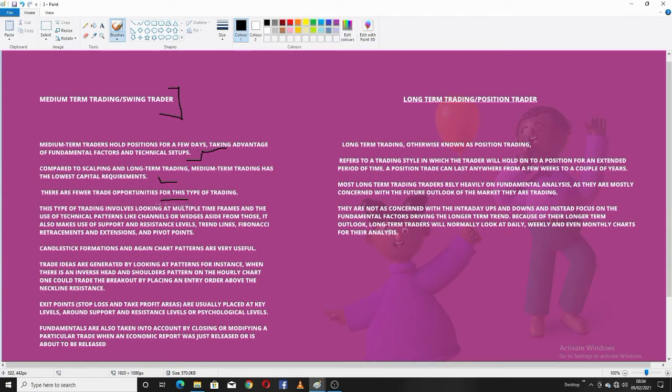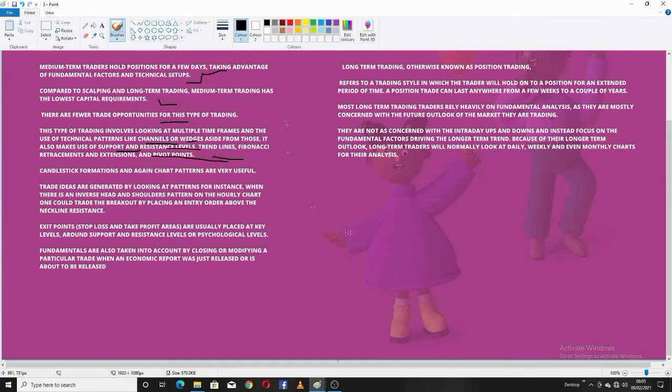This type of trading style involves looking at multiple time frames and using technical patterns like channels, wedges. Aside from this, it also makes use of support and resistance levels, trend lines, and pivot points. So when you're using this strategy, you must know how to use time frames, you must know how to use support and resistance, you must know how to use trend lines, and you must also know how to trade patterns. Then you can be sorted as a swing trader.